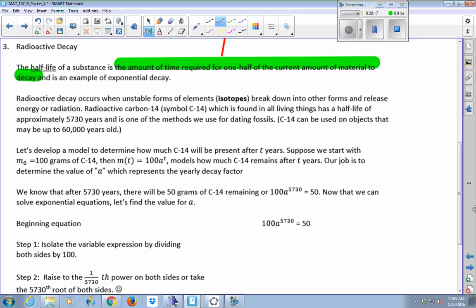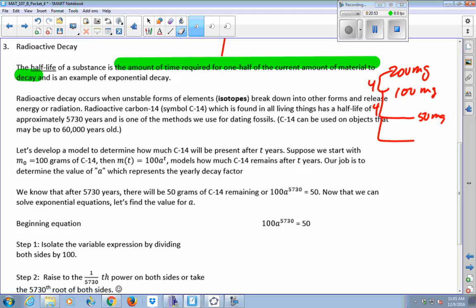Okay, let's just stop right there for a minute. So let's suppose I had, given people's mental math abilities, let's just say 200 milligrams of a substance, okay? And let's say that the half-life for this substance was 4 hours. After 4 hours, how much would I have? 100 milligrams. Another 4 hours, 50, right? Another 4 hours, 25. This is how half-life works.